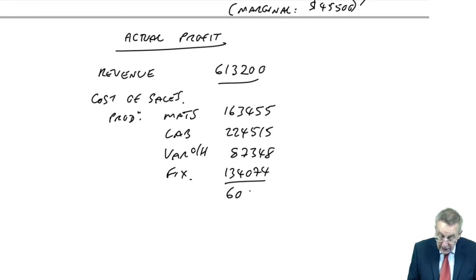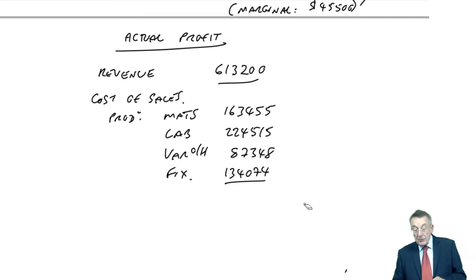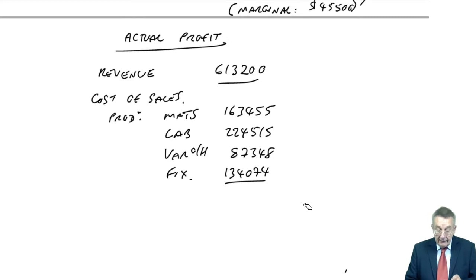is no, that can't be right. Yes, it can. I've rubbed it out. Oh, 163,455 plus 224,515, 87,348, 134,074. Oh, I am sorry. Be patient with me. 163,455, 224,515, 87,348, 134,074.